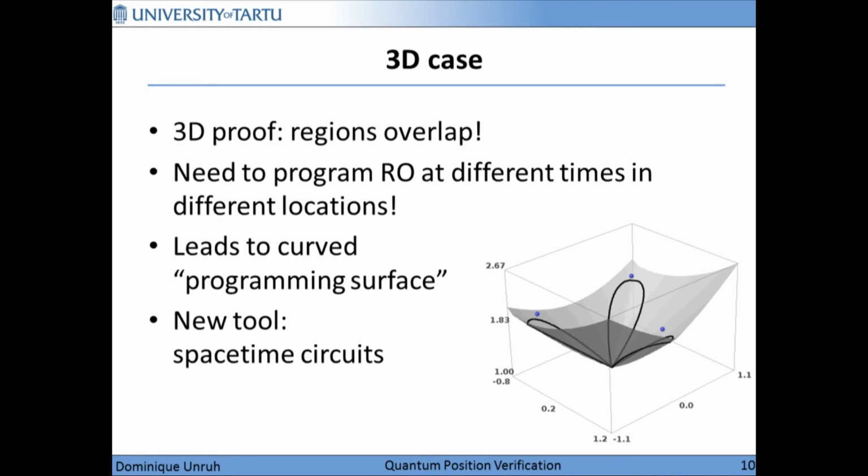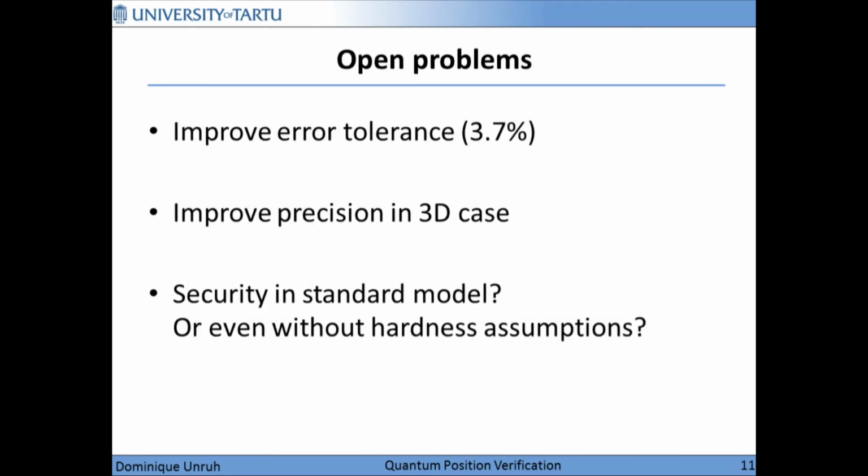time in every point in space, but at different times at different points in space. And we need to make sure that you don't notice that it changes in different points at different times. So this is, for the 2D case, a picture of the surface in space-time when you have to program the random oracle. So it gets complicated. But fortunately, we have a new tool called space-time circuits that allows us to handle these things without having all this awful geometry. And it even gives us the same result in curved space-time, so you can do general relativity.